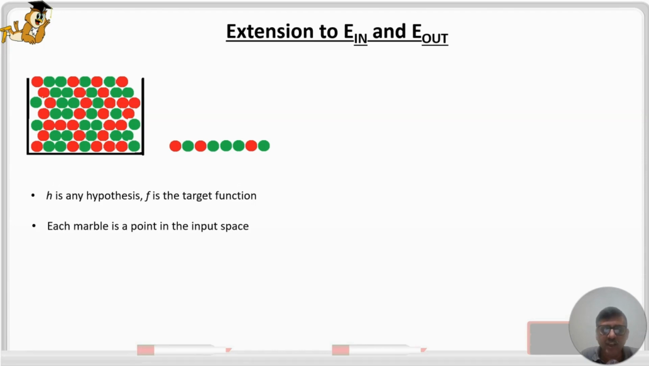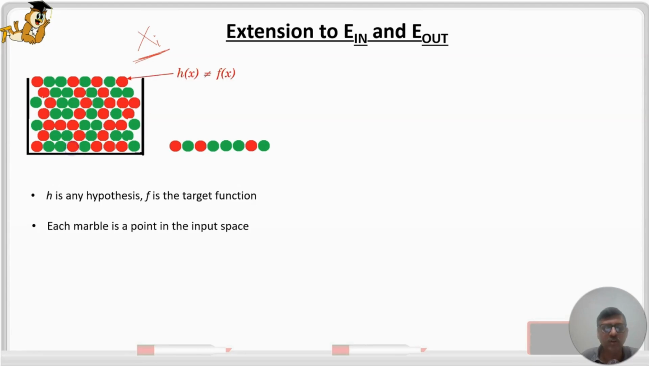We know that each marble is a point in the input space. So you have X, you said that your input space was X and Xi was a point in the input space. And let us assume that since this is a bin of infinite size, each marble in this bin is going to represent a point from the input space. So each of these is an Xi, and this is the entire input space X.